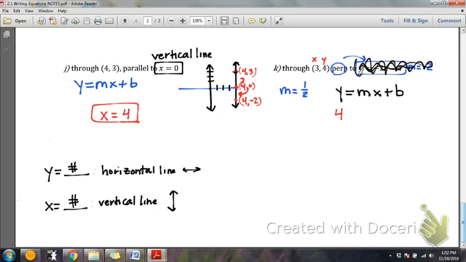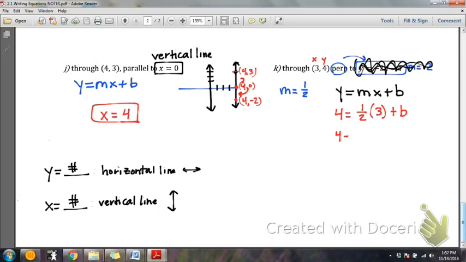So the y value is 4. The m is 1/2. X is 3, plus b. So all we're doing is plugging in the x, y values so that we can find out what the y-intercept is.